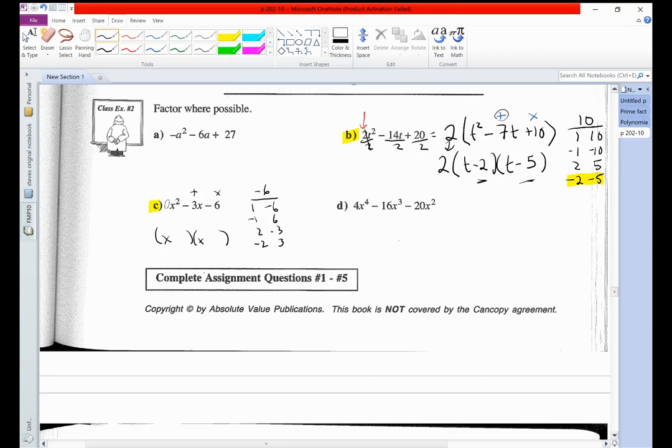Do any of those add to negative 3? Well, 1 plus negative 6 is negative 5. Negative 1 plus 6 is positive 5. 2 plus negative 3, negative 1. Negative 2 plus 3 is positive 1. None of them seem to work. When that's the case, double check to make sure you have all the factor pairs of negative 6, and I think that we do. So if that's the case, this one just is not possible, and that's going to happen.